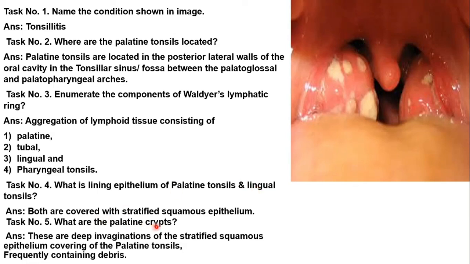What are palatine crypts? Deep invaginations of the stratified squamous epithelium covering the palatine tonsil, frequently consisting of debris. So this is all about the tonsil.